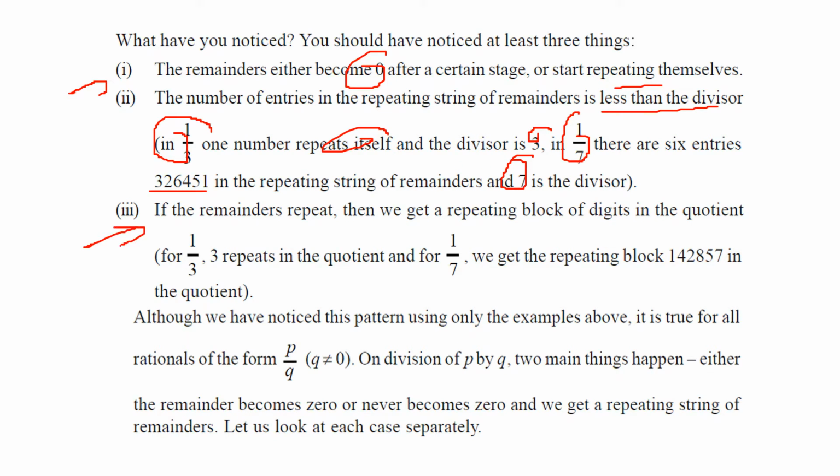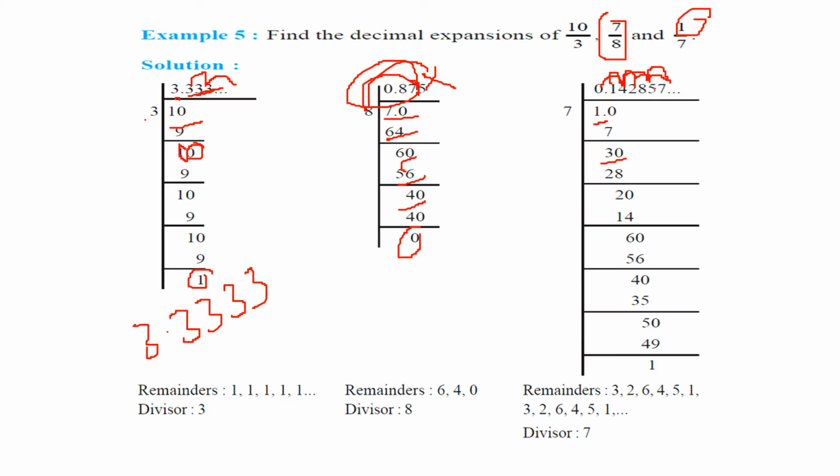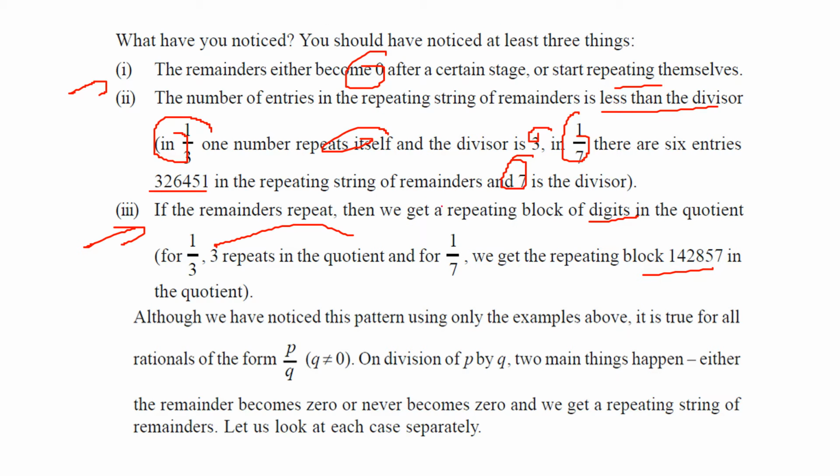If the remainder repeats, then we get a repeating block of digits in the quotient, like 1 by 3 repeats in the quotient, and for 1 by 7 this repeating block is 1 4 2 8 5 7. If you do it again, see, you started with 1, again you came back to 1, so again you will have 1 4 2 8 5 7. This is repeating, so this goes on and on. We have noticed that this pattern, in these examples, is true for all rational numbers p by q.